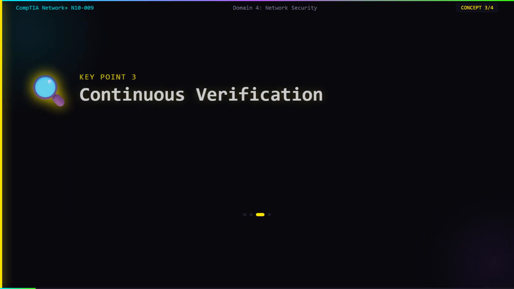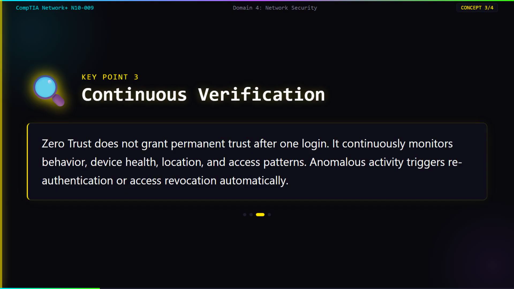Key concept: continuous verification. Zero trust does not grant permanent trust after one login. It continuously monitors behavior, device health, location, and access patterns. Anomalous activity triggers re-authentication or access revocation automatically.